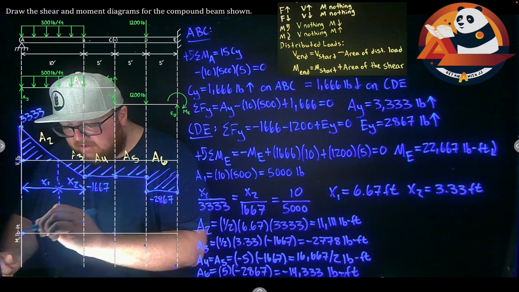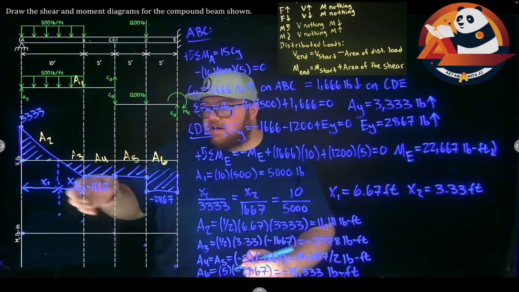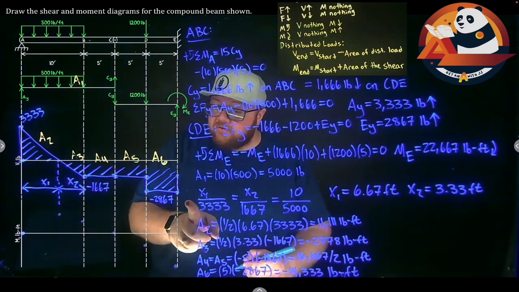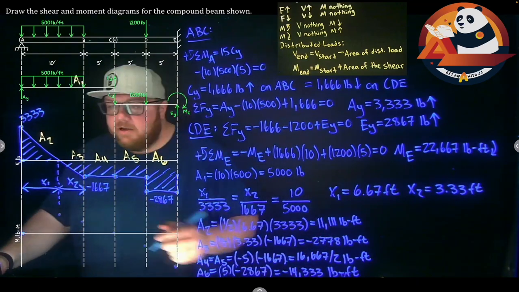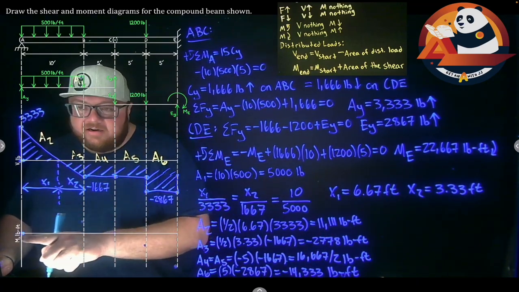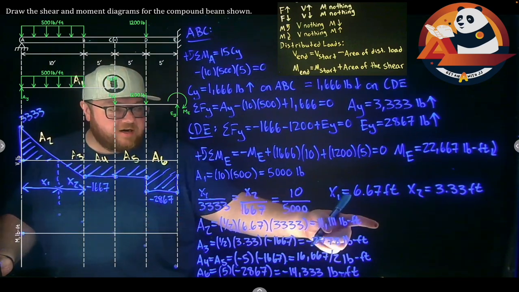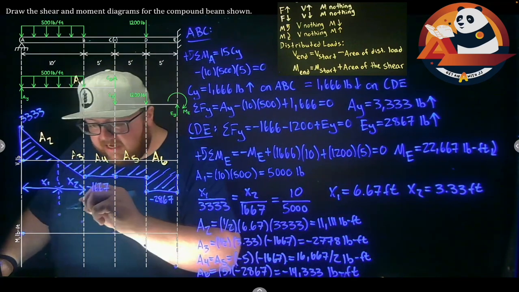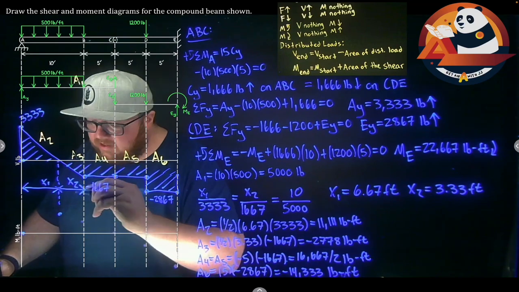Put our dot here at the origin. As we start coming in here, there's no couple moment here. There's the far right edge, so we'll have to account for it there. But as I come in, my moment at the end of area 2 is the moment to start, 0, plus area 2, 11,111. So I'm going to increase up here to 11,111.